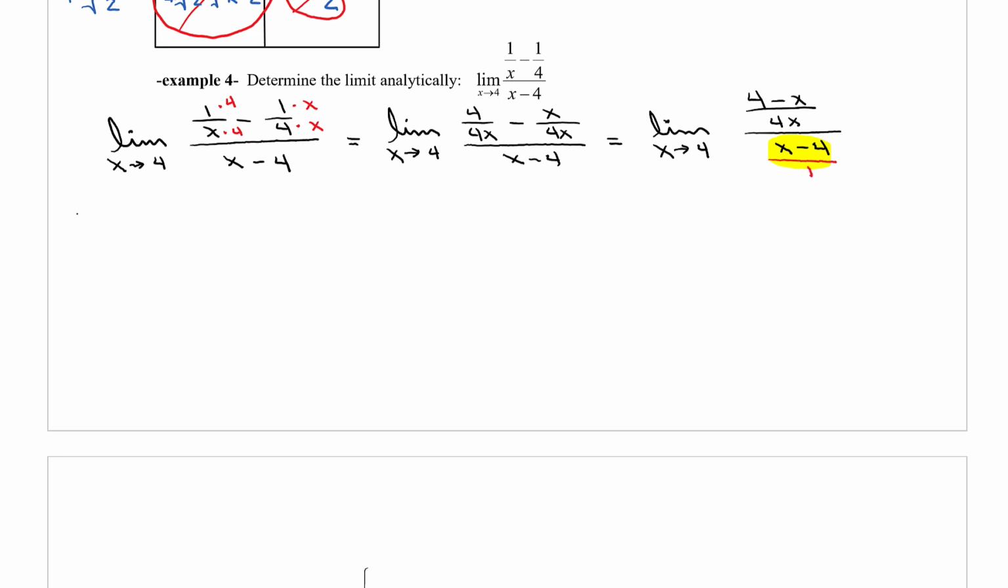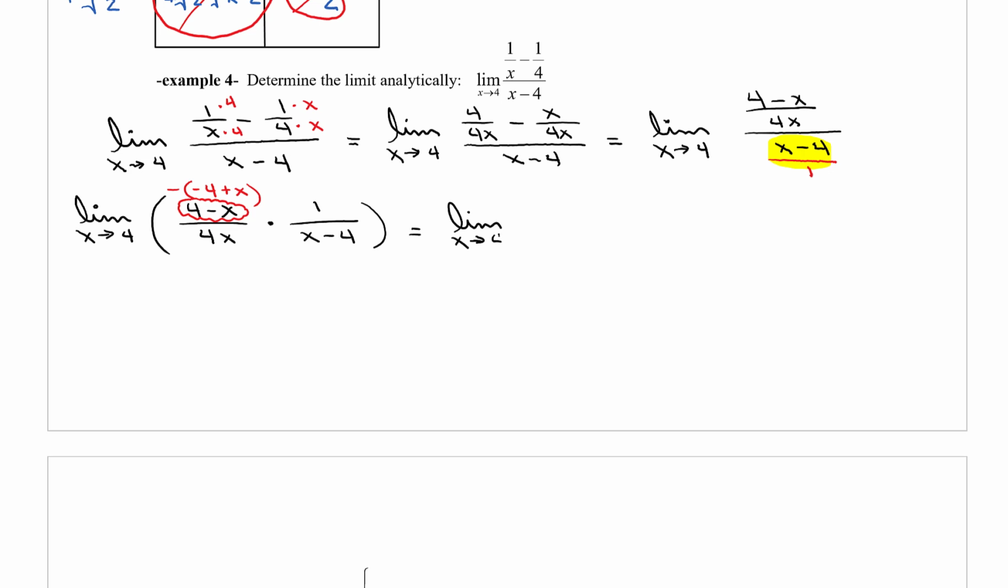So the limit as x approaches 4 of, I'm going to open up a big set of parentheses here. I'm going to have 4 minus x over 4x times 1 over x minus 4. Close the parentheses. Now if we look at these two factors here, they almost look the same. The 4 minus x is almost the same as x minus 4. All I need to do is factor out a negative, and that's what I'm going to do. I'm going to factor out a negative from that 4 minus x, and I'm going to get negative times, open up a set of parentheses, negative 4 plus x, close the parentheses.